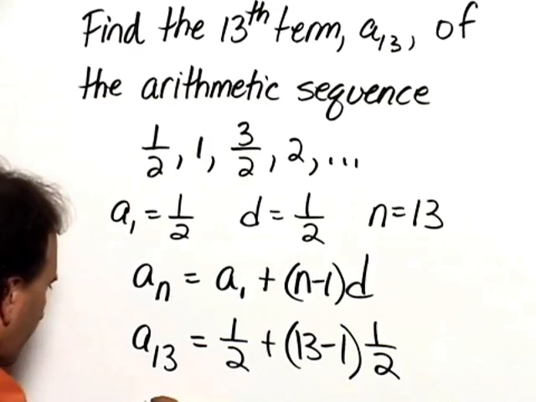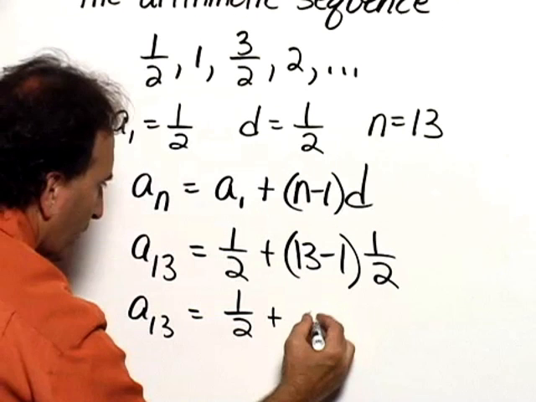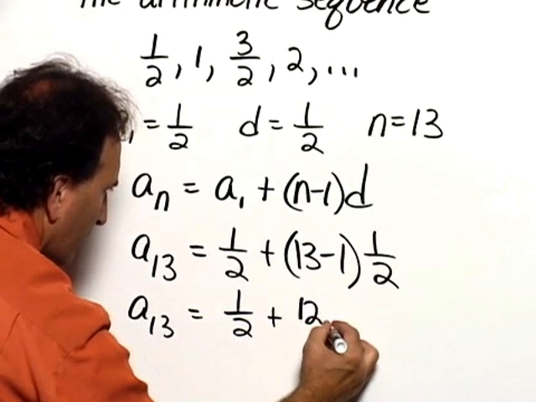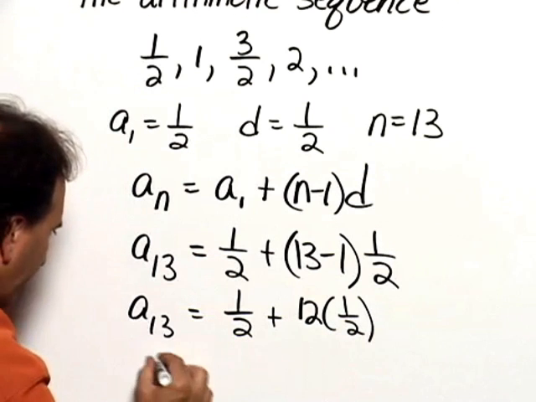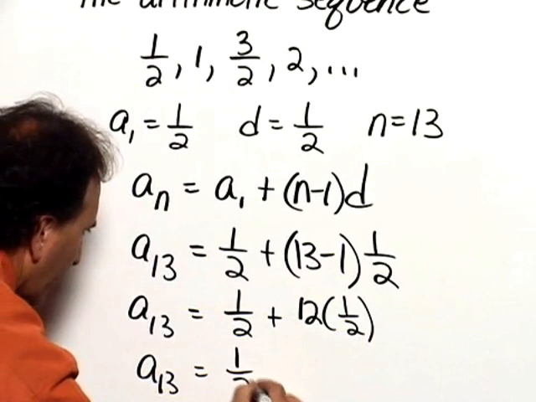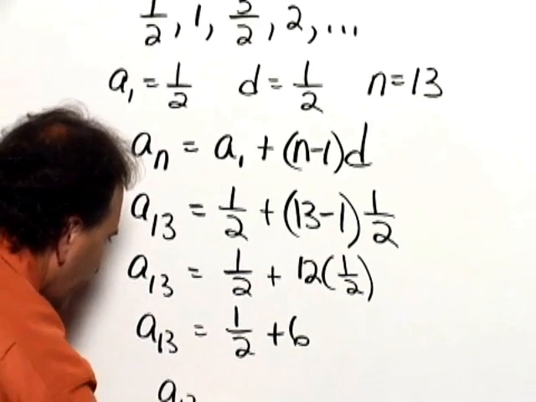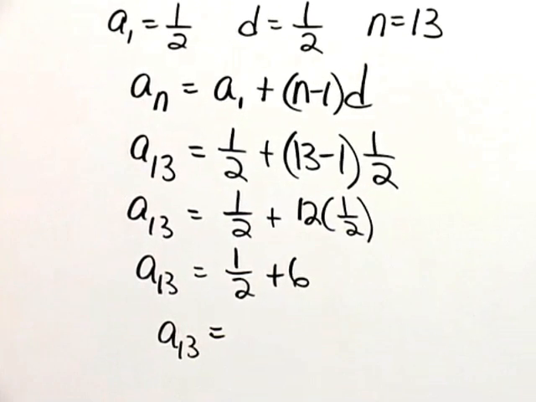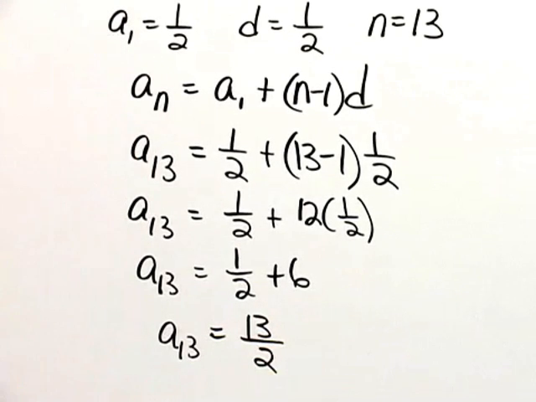So now a sub 13 will be equal to 1/2 plus 13 minus 1 is 12, 12 times 1/2. So a sub 13 is equal to 1/2 plus 6, and therefore, combining the 6 and 1/2, which is 6 1/2, and rewriting it as an improper fraction, a sub 13 equals 13/2.